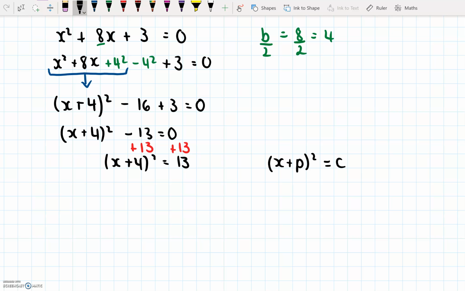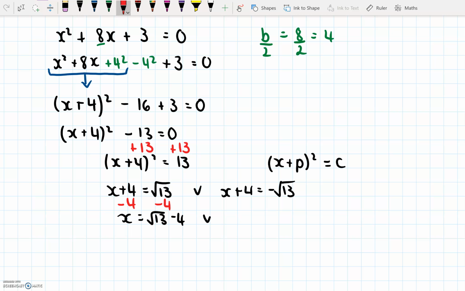And this is what we did a few lessons ago. So we now take the square root of both sides. We have x plus 4 equals root 13, or x plus 4 equals the negative root of 13. We will now minus 4 from both sides. So we get x is equal to root 13 minus 4, or on this side the same thing, minus 4 from both sides, and we get x is equal to negative root 13 minus 4. And that's it. This is solving a quadratic equation using completing the square.